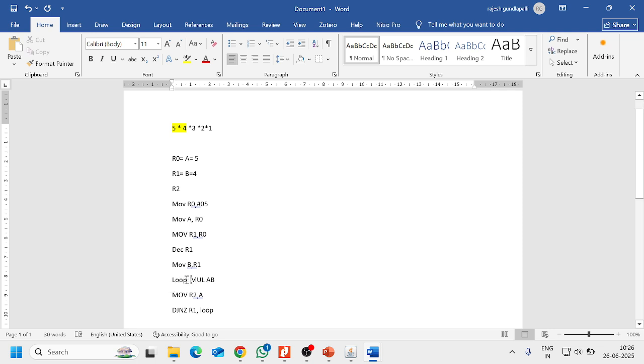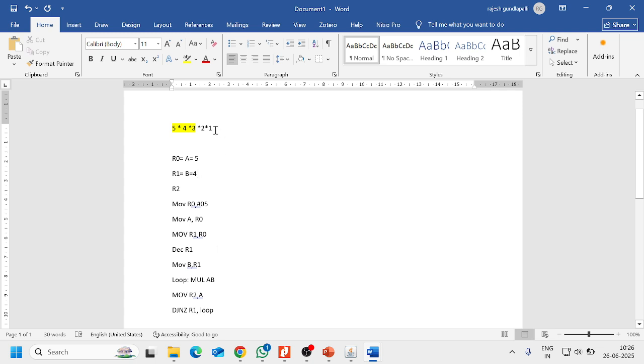So now your 3 is multiplied with 20, and whatever the new result is, that is moved to R2. Then again you are decrementing R1 by 1, so now it becomes 2. Now this three is completed. Since R1 is 2, a non-zero value, the loop executes and 2 is multiplied with the previous value. So in AB it will have 5 into 4 into 3, isn't it? Then the new value we are moving into the R2 register. Then you are decrementing R1 by 1.